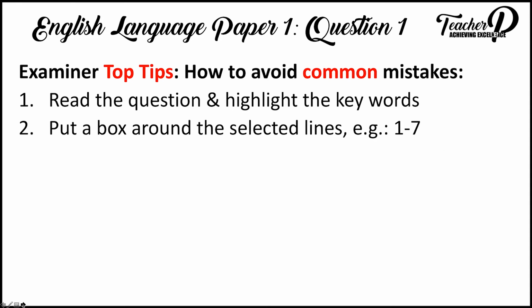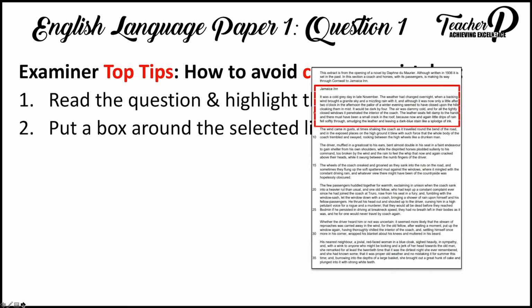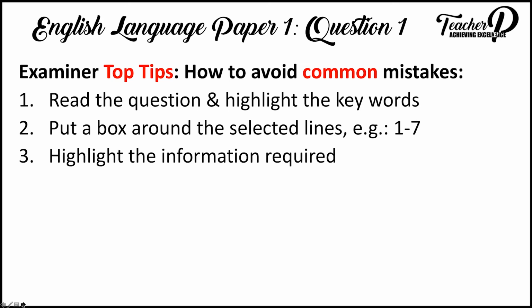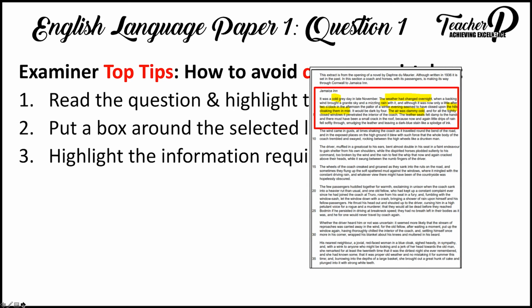You will then need to put a box around the selected lines, lines 1 to 7. This will make sure that you are not quoting or finding information outside the line stated. Once you've done that, you will need to read the relevant lines and highlight the key information required, so the answers. So for example, the weather was cold is 1, the weather had changed overnight 2, it was raining 3, the hills were misty 4, and the air was clammy cold 5. I would urge you to highlight or find at least 5 things if possible.